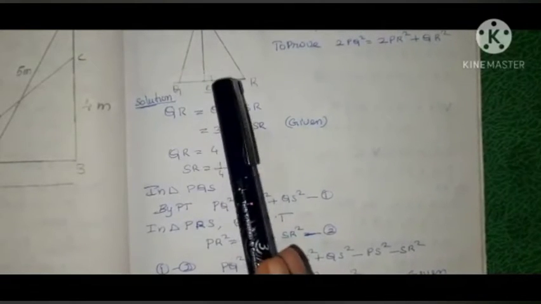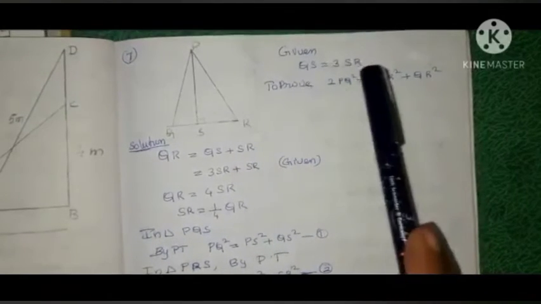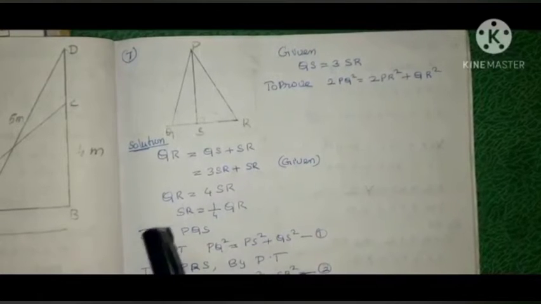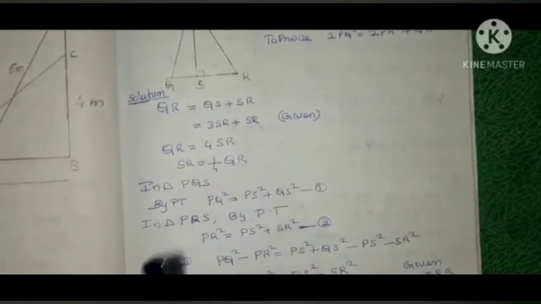QR is QS plus SR. QS is 3 times of SR, so 3 SR plus SR, that is 4 SR. QR is equal to 4 SR. SR is equal to 1 by 4 QR.